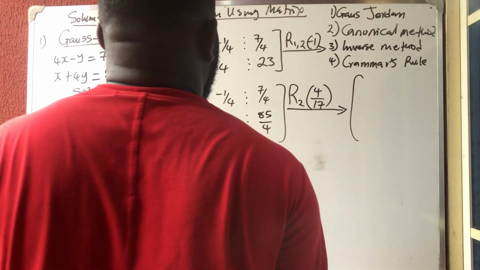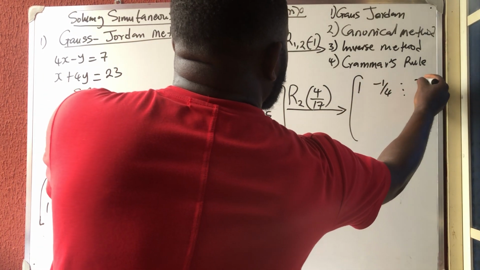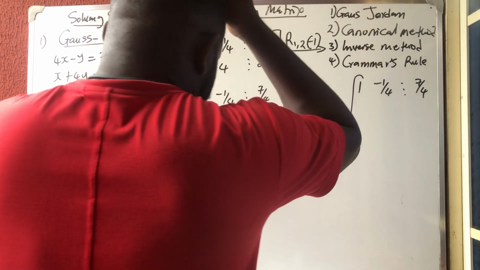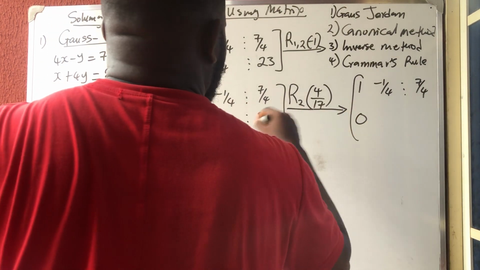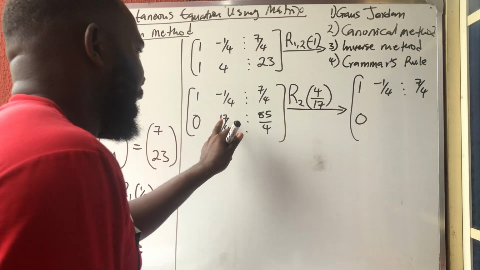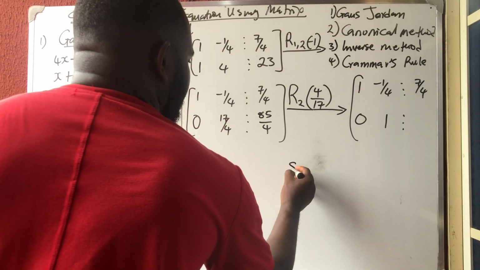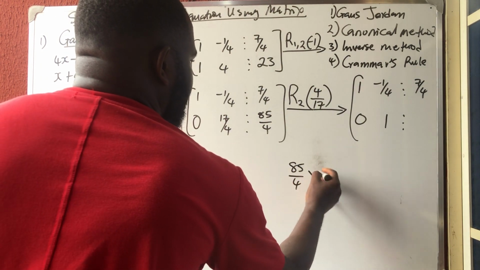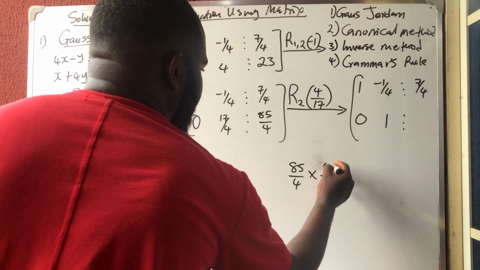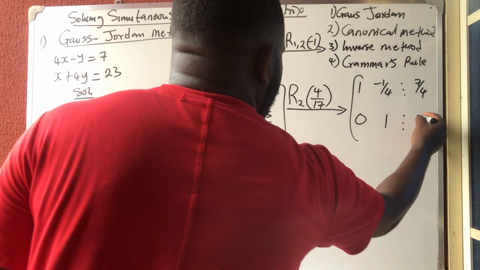Now row 1 remains the way it is, minus 1 over 4, 7 over 4. Then we now have 0. Then this times 0 is 0. This times this is 1. This times this, 85 over 4 times 4 over 17. 4 takes care of 4. 17 into this I think is 5. So I'm having 5 here.